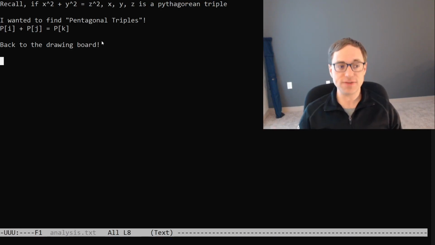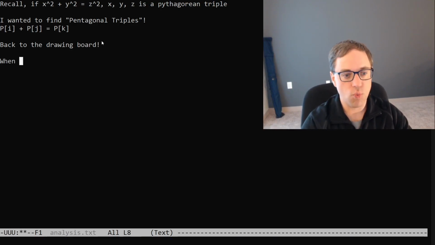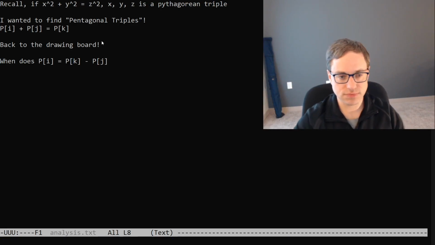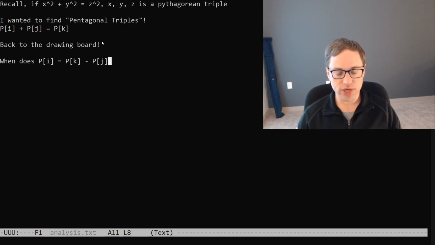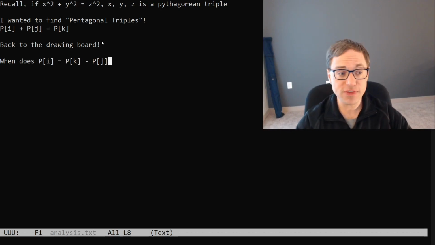Let's try a different approach. When does p sub i equal p sub k minus p sub j? So rather than trying to find when two pentagonals sum to a pentagonal number, we're looking at when a pentagonal is the difference of two other pentagonal numbers. And this approach turns out to be a bit more promising.